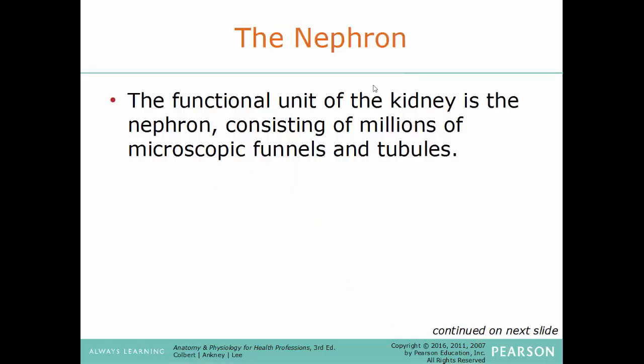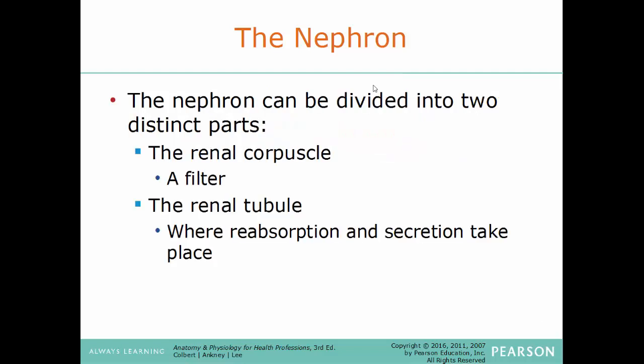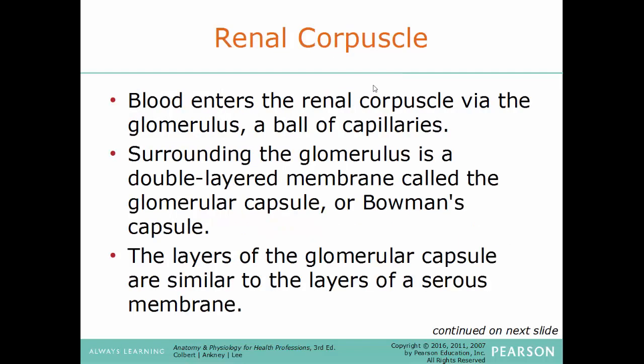Alright, now we'll talk about the nephron, the main functional unit of the kidney. Each kidney has approximately 1 million nephrons. The nephron can be divided into two distinct parts: the renal corpuscle, which is the filter part of the unit, then the renal tubule, where reabsorption and secretion take place. We'll talk about the renal corpuscle first.